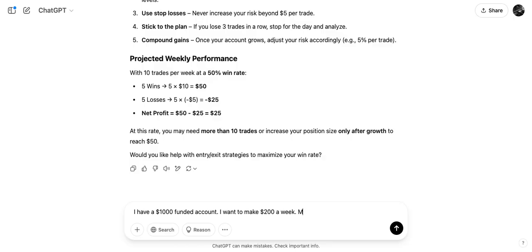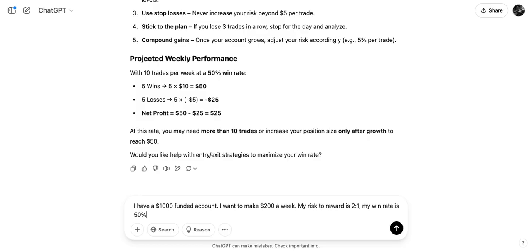Same deal. My risk to reward is 2 to 1. My win rate is 50%.